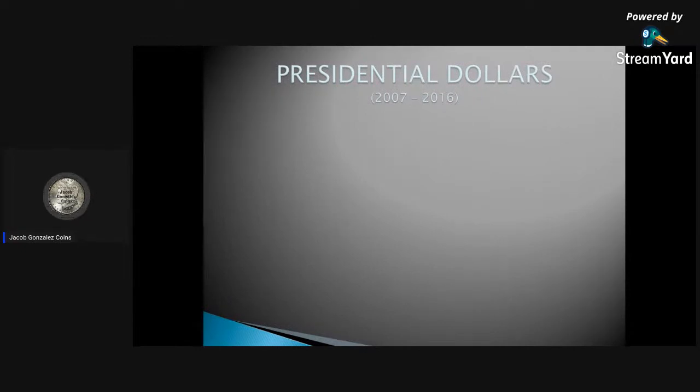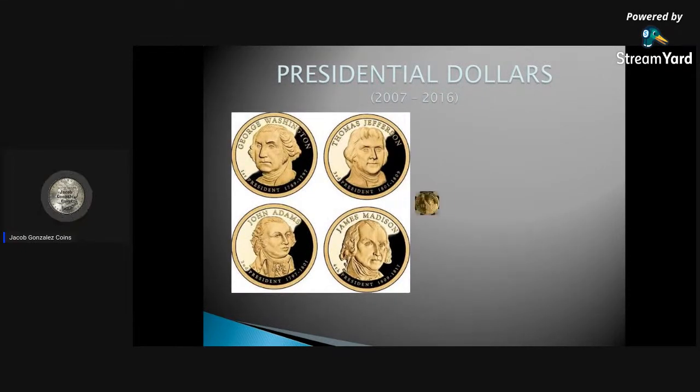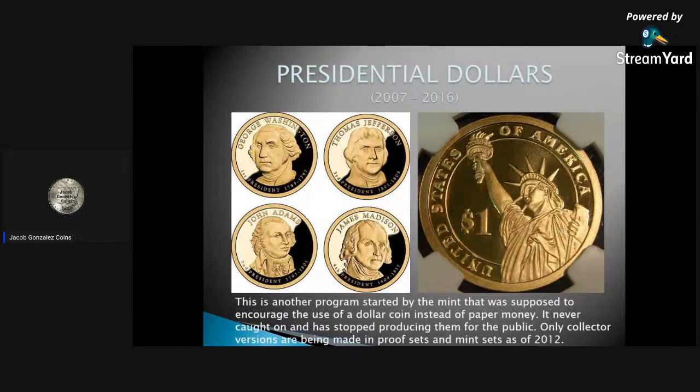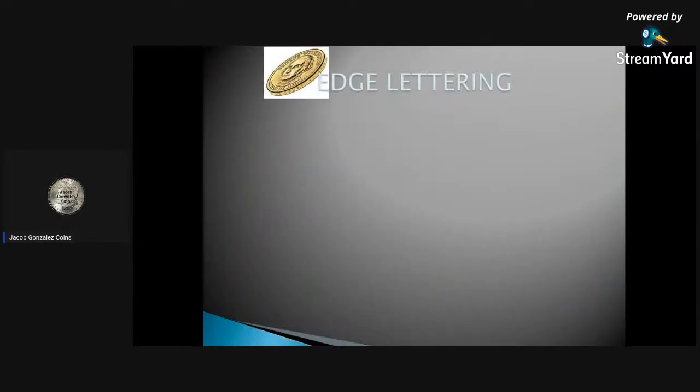The presidential dollars. Here they are, guys. This is another program started by the Mint that was supposed to encourage the use of a dollar coin instead of paper money. It never caught on and they stopped producing them for the public. Only collector versions are being made in proof sets and the Mint sets as of 2012. The reason why they aren't making any more is because they can't make coins of living presidents. The presidents will have to pass away in order to get their coins minted, so that's why they aren't making them anymore.